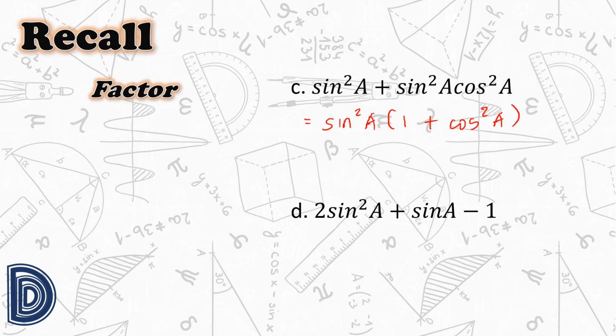Another one, we have 2 sine squared A plus sine A minus 1. We can factor this in the same way that we factor a quadratic expression. So we have the product of two binomials, 2 sine A as the first term of the first binomial, and sine A as the first term of the second binomial. Negative 1 is negative 1 times positive 1. Since the middle term is sine A, then the outer terms whose product is 2 sine A must be positive. So we have sine A plus 1, and the other one 2 sine A minus 1.